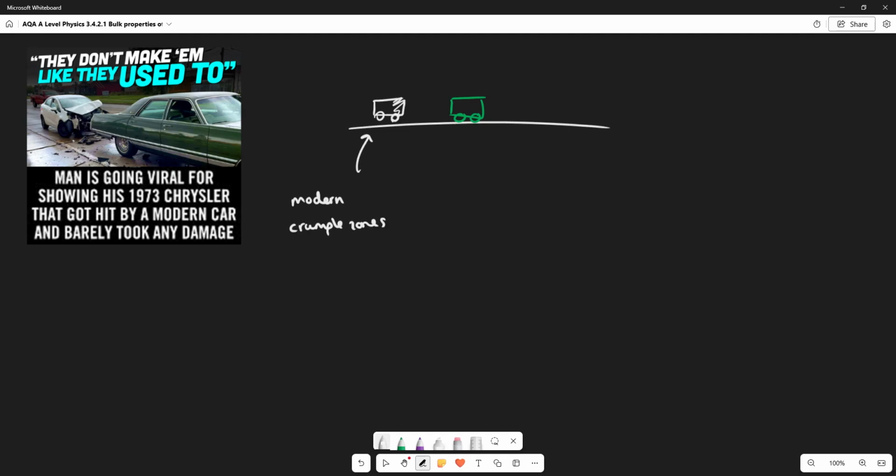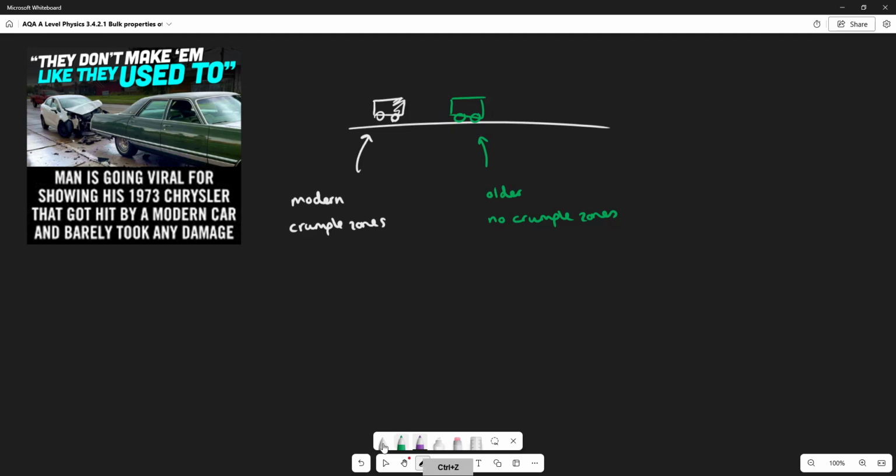The front and the rear of the vehicle are designed to deform under quite a small amount of force, whereas the green vehicle is a lot older and it does not have any crumple zones at all. Whoever put this meme together does not understand physics. The fact that the green car did not deform is not advantageous to the passenger.